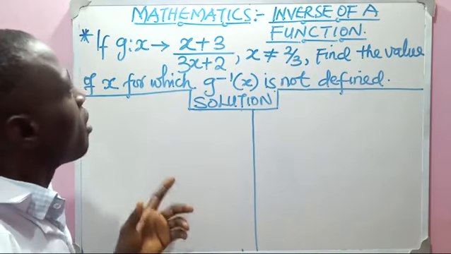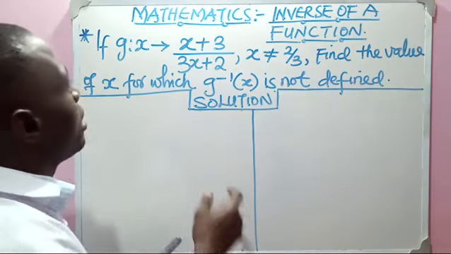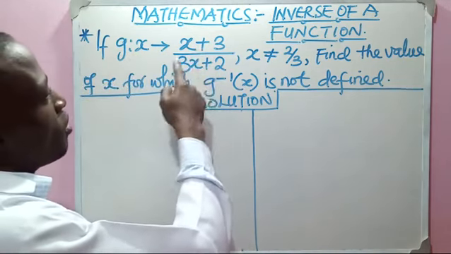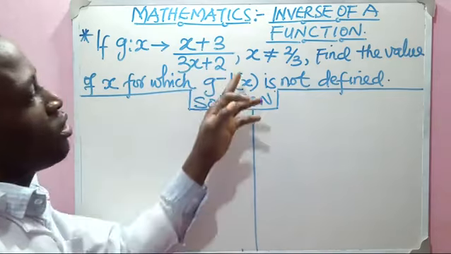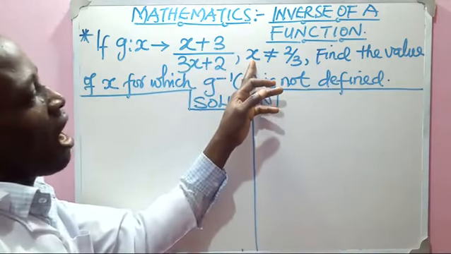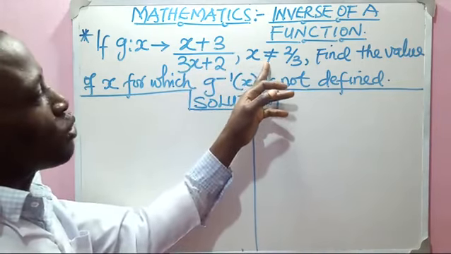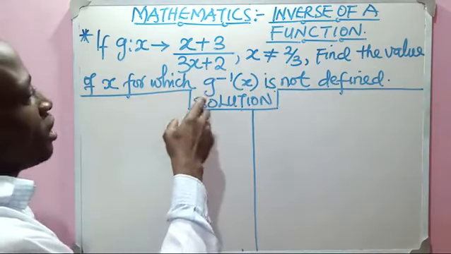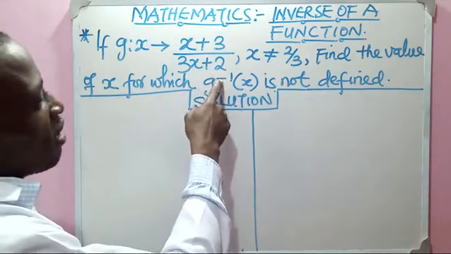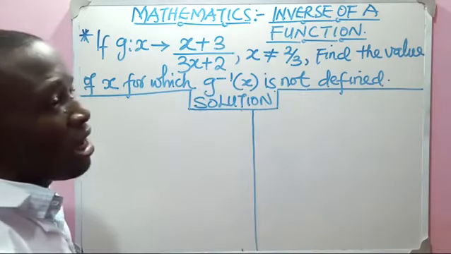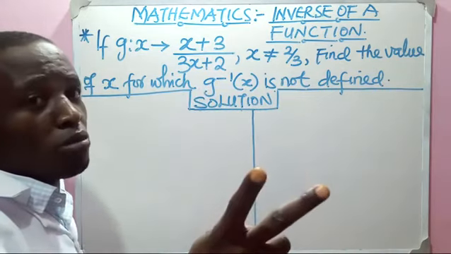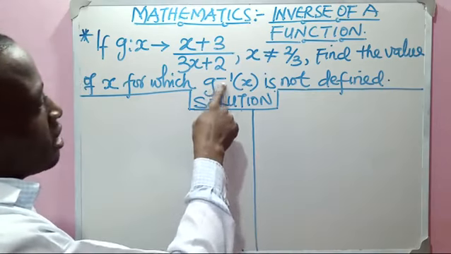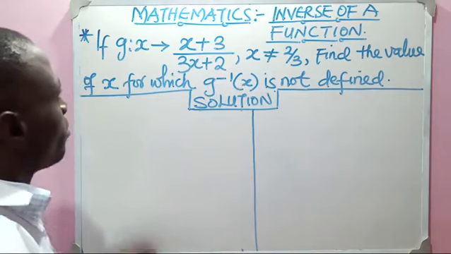Quickly, if g of x maps to (3x + 3) over (3x + 2), such that our answer must not be 2 over 3, find the value of x for which g inverse of x is not defined. As it stands now, we have two problems we are going to solve here. The first step is to get g inverse of x.